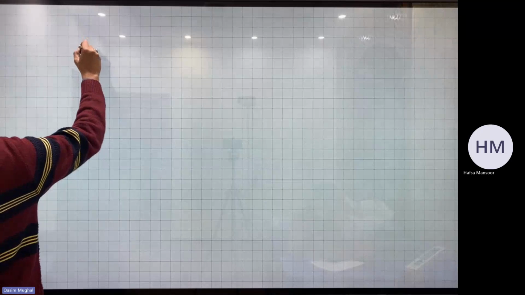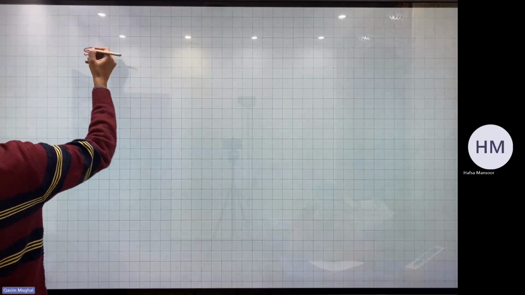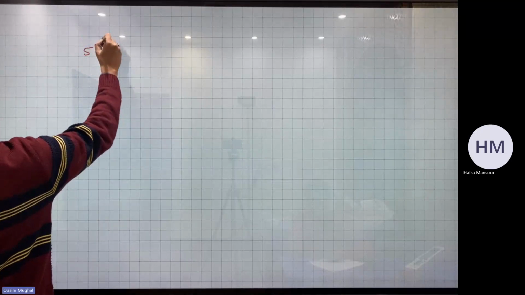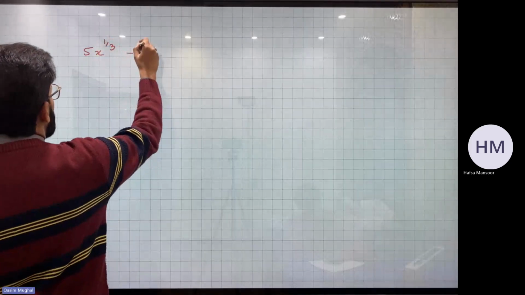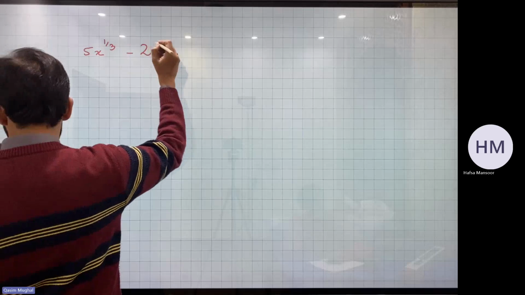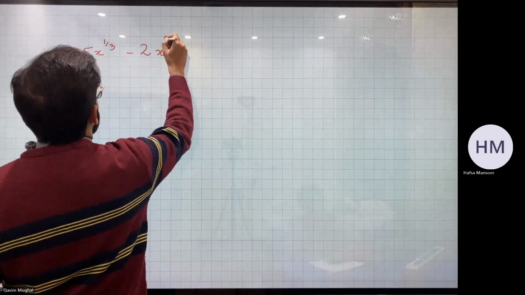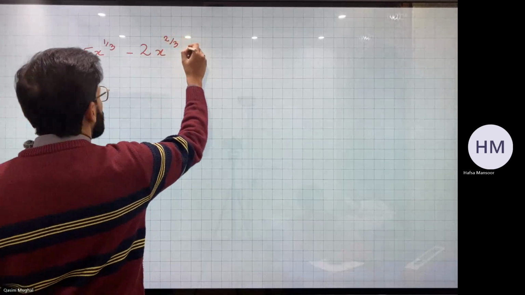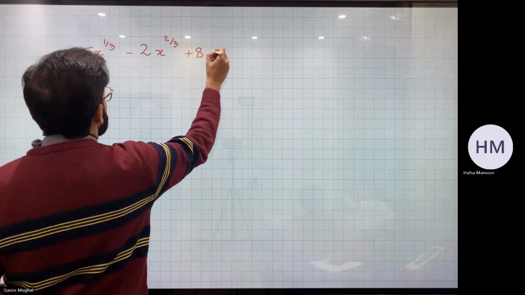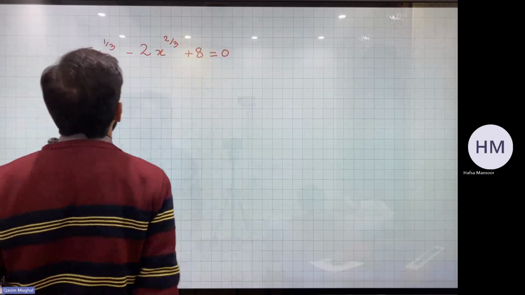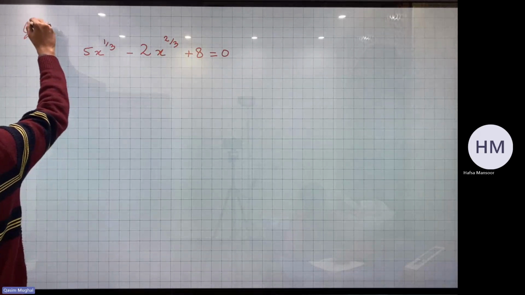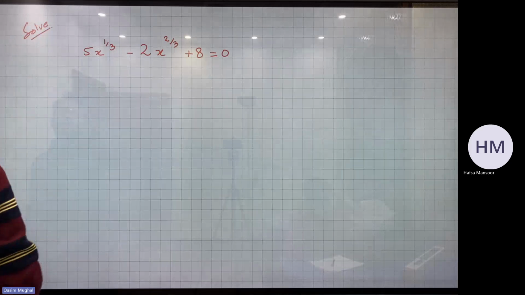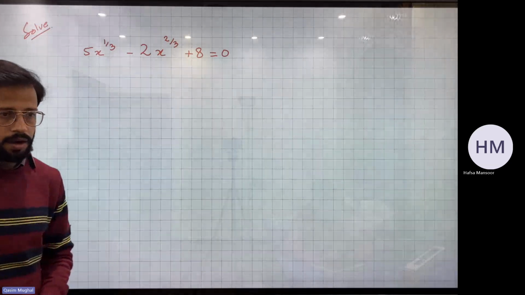So I have an equation: find x raised to the power 1/3 minus 2 x raised to the power 2/3 plus 8 equals 0. Solve this. And before you solve, be careful about which power is half of the other one.